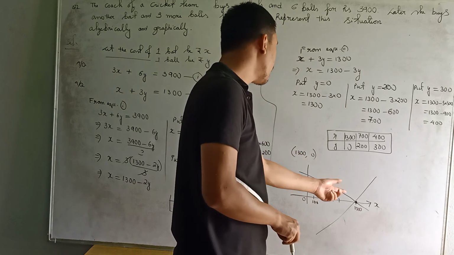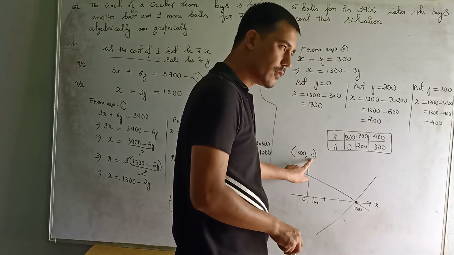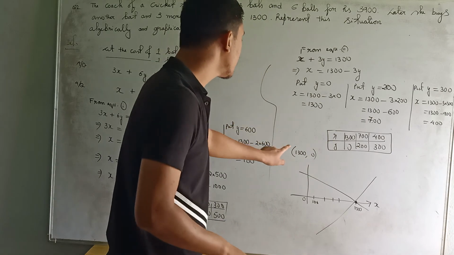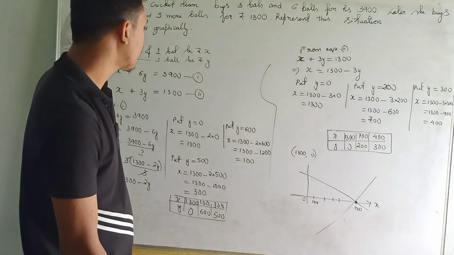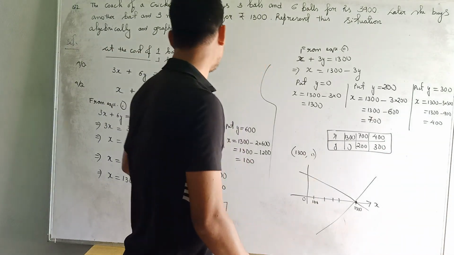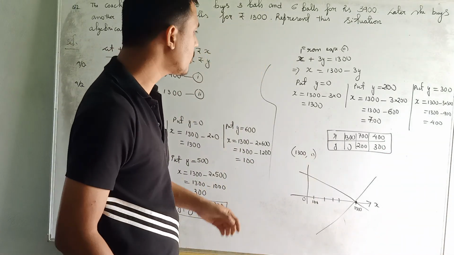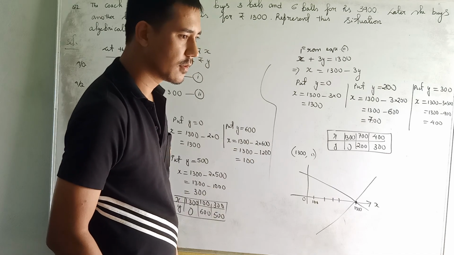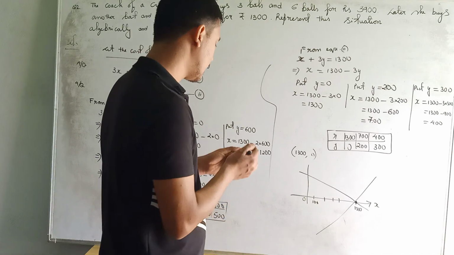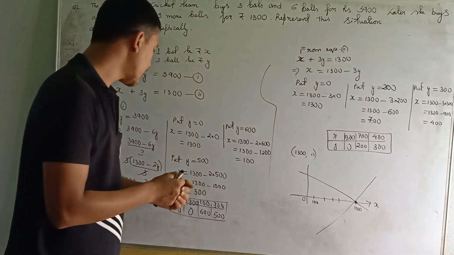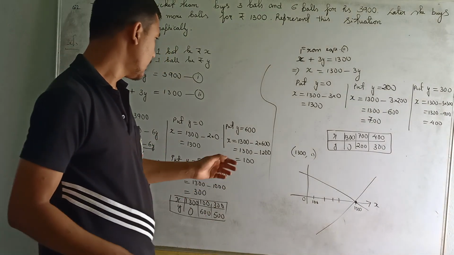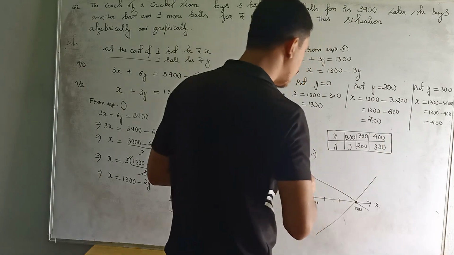The coordinate of the point is 1300, 0. So the x coordinate is 1300. So the cost of one bat will be 1300. And the y coordinate is 0, so the cost of one ball is 0. So the balls are given free. Alright? In both the axes, you can take the scale as 100 units each, per centimeter.